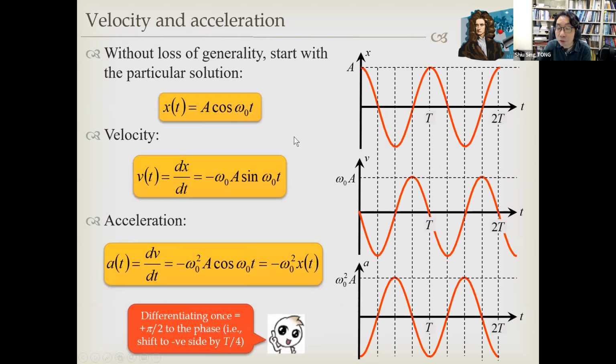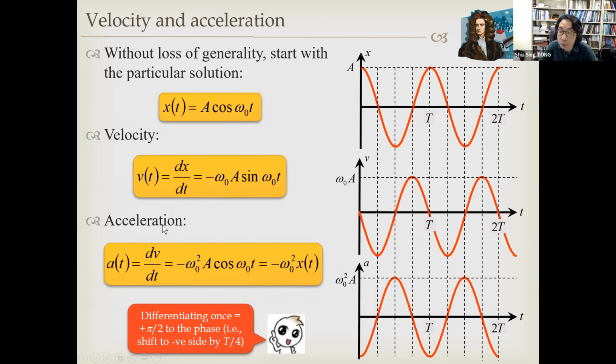So to facilitate our discussion, we may first neglect the phi. We assume that the block is released from rest at time t equal to 0, and that results in a cosine curve. Now, with this displacement, we can find the velocity by a straightforward differentiation. The velocity of the object is simply a differentiation of the displacement, and the cosine now becomes a minus sine. And by the chain rule, we have an additional factor of omega naught coming out.